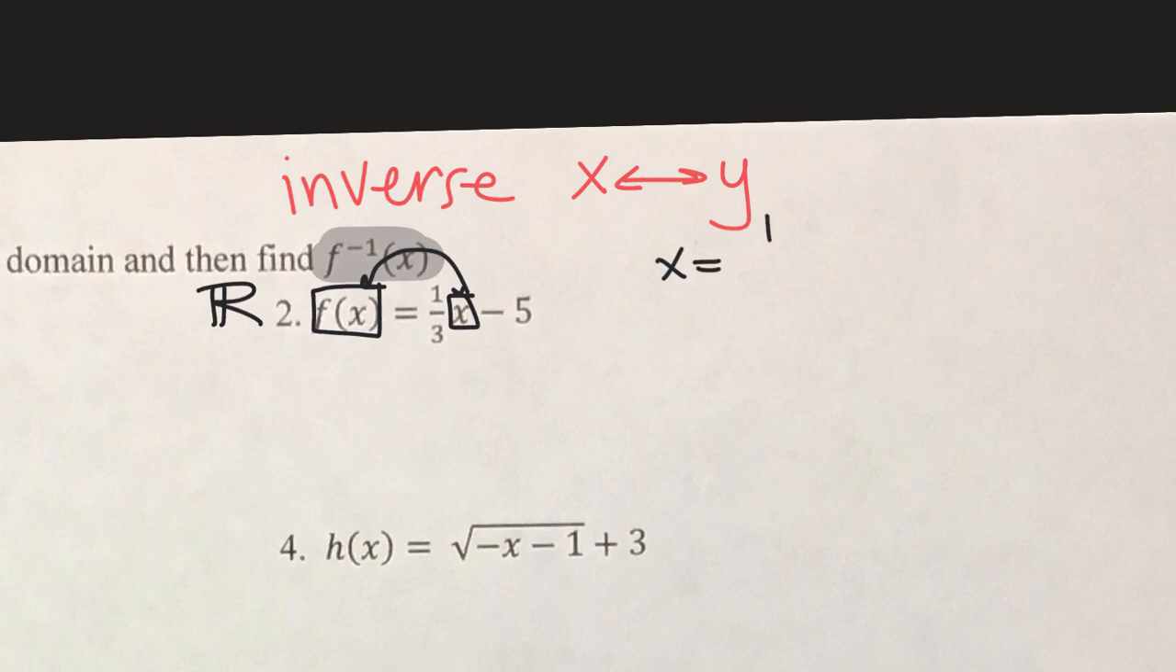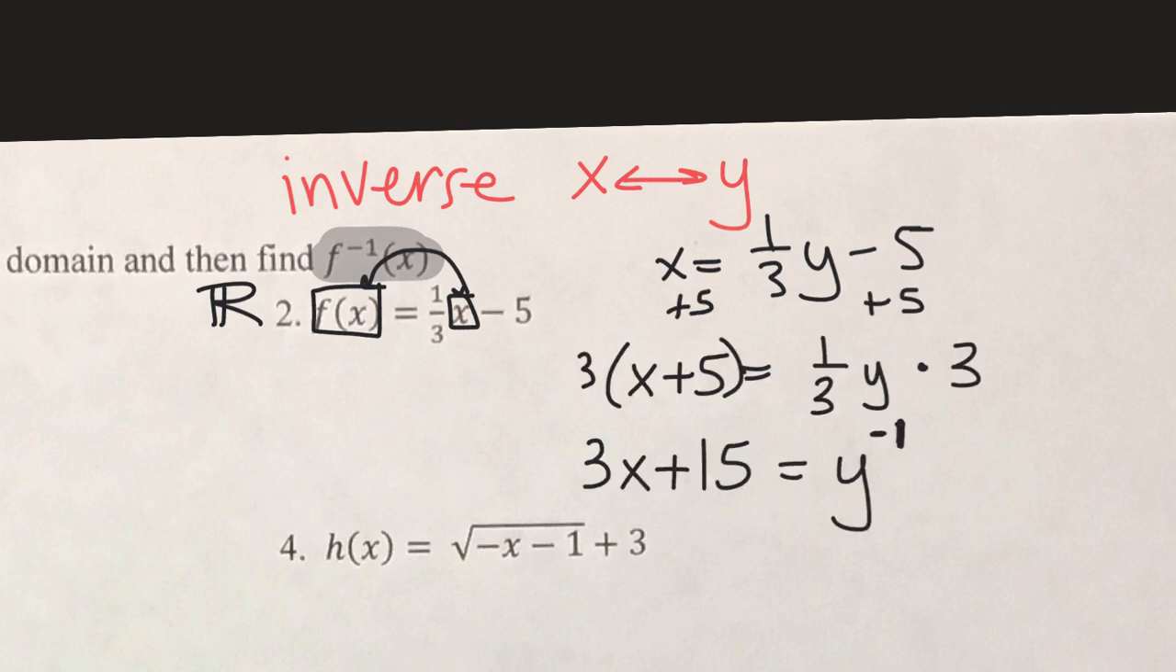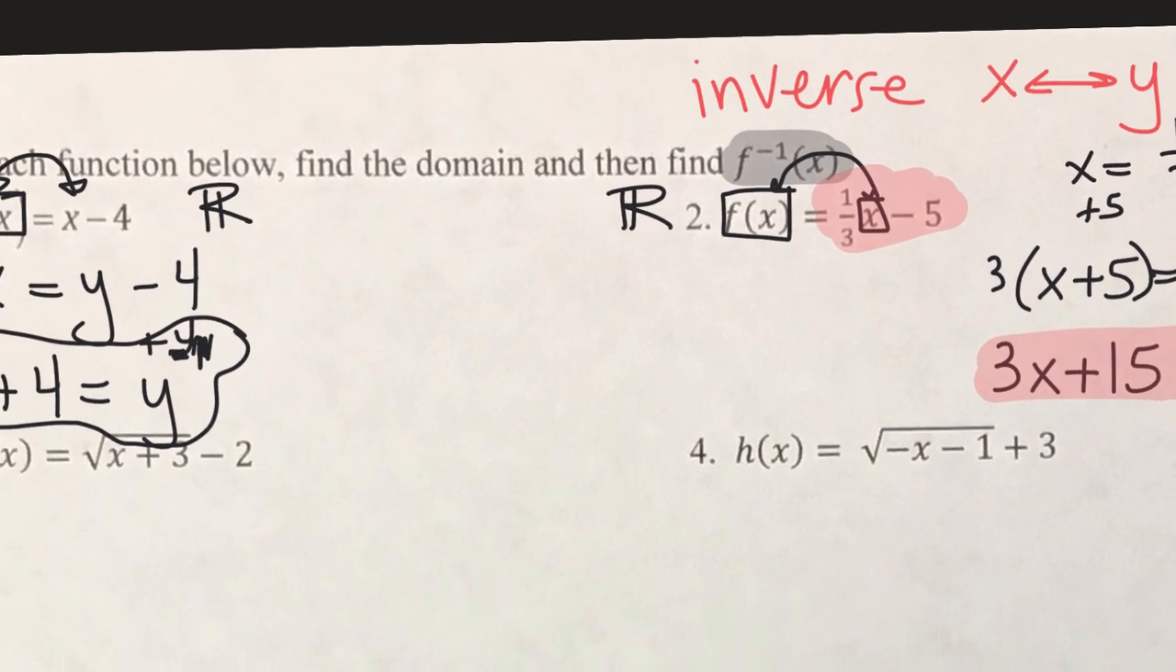Okay, on this one, once again, you start by switching your x and your y's. So x equals 1/3 of y minus 5. Okay, and we do all of our math to get y by itself and then rewrite it as y inverse. So if you notice, anytime we have a linear function, we're going to have a linear inverse. Right? The inverse of a line is another line. Okay, as opposed to what we're about to do here on 3 and 4.